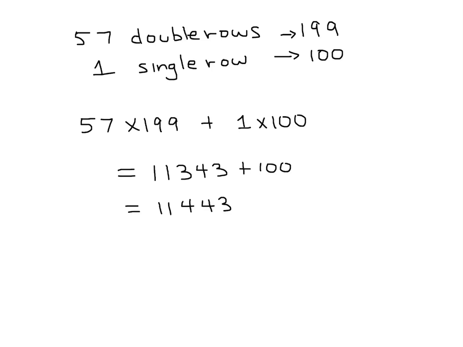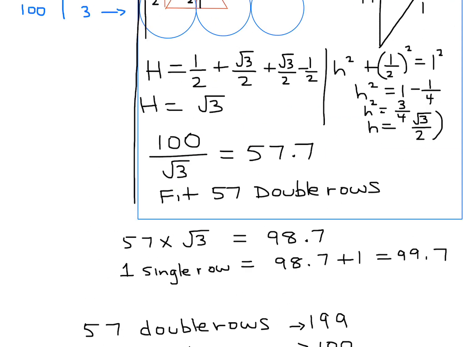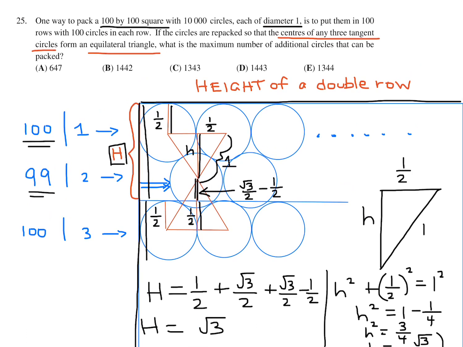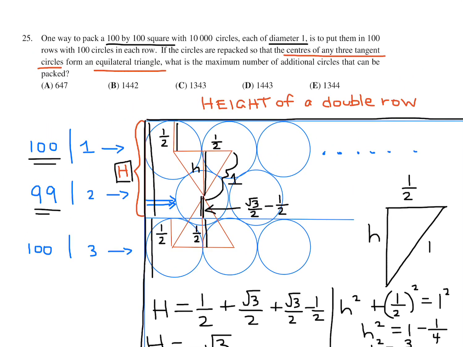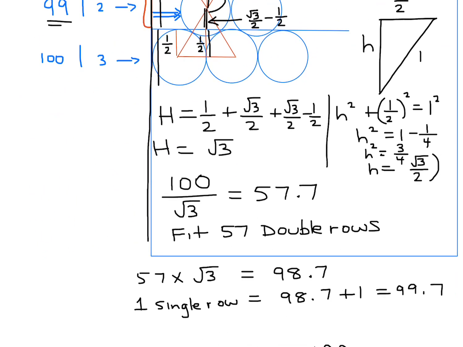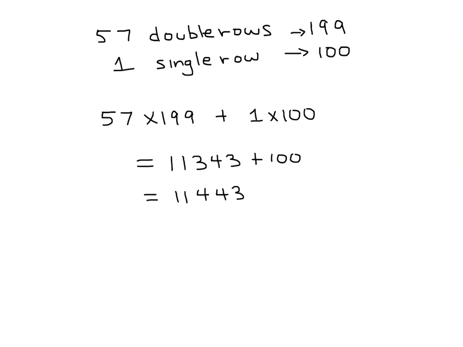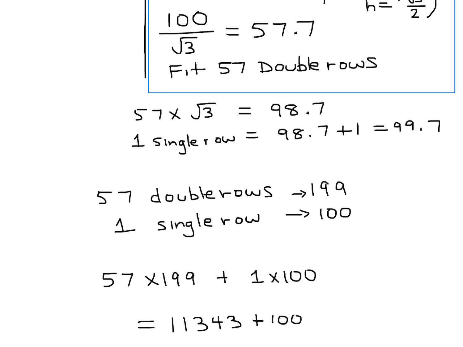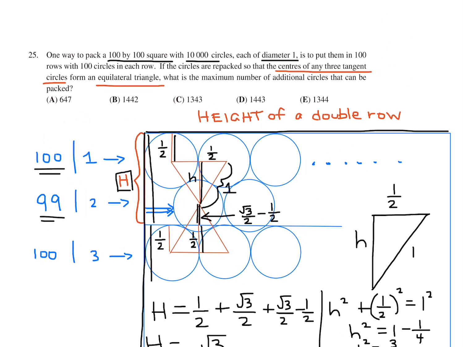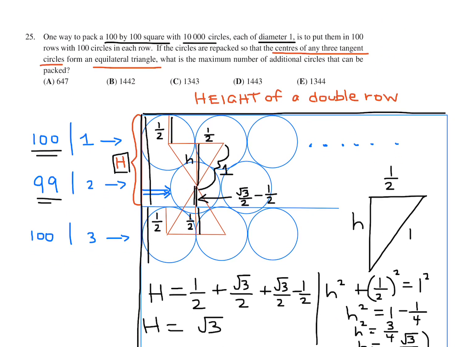So the question is asking, how many additional circles could we add by doing it this way, by repackaging it in this way? And initially there was 10,000. So we repackaged it and managed to get 11,443. So how many additional did we get? Well, you subtract the two and you get 1443. So that's how many additional circles we can pack with this method. And the answer is D.